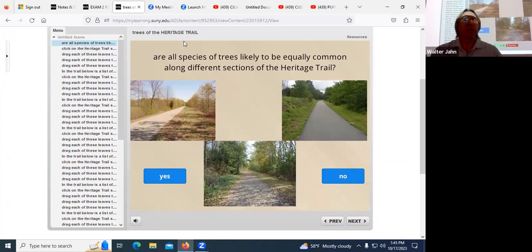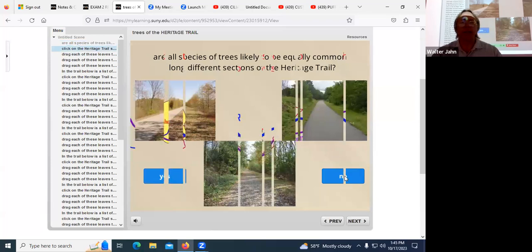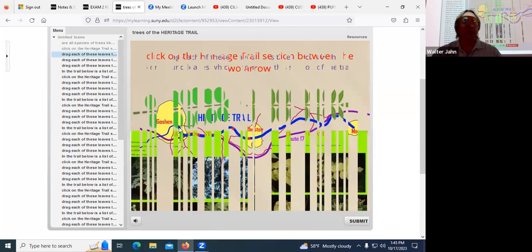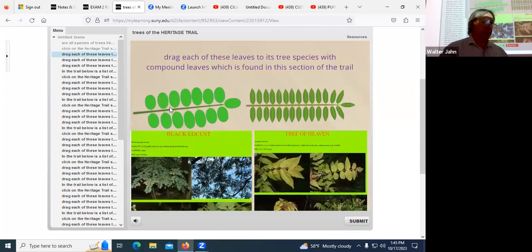So if I were to do this Trees of the Heritage Trail, are all species of trees equally common on Heritage Trail regions? Yes, obviously it's the wrong answer, so nothing happened, so I would click no. So what it's asking is, let's say that I were to go from Goshen to this first section of the Heritage Trail. All right. If you're to hike this, there are some compound leaves that you'll see.